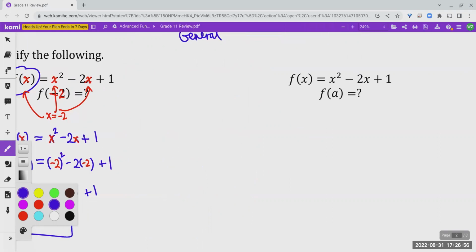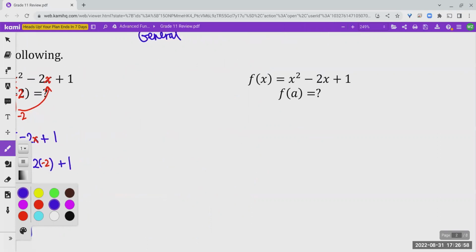Now, it doesn't have to be a number that you substitute into x. You can substitute anything into x. You can substitute another letter, like this one, f of a. Well, what is a? I don't know. A could be anything. It could be 0, it could be 1, it could be negative 7, it could be pi. Doesn't matter. So all we have to do is recognize that I just have to substitute all the x's for a. So that means x is equal to a.